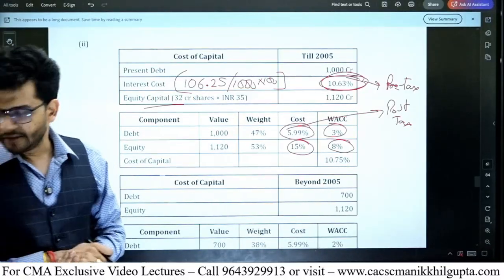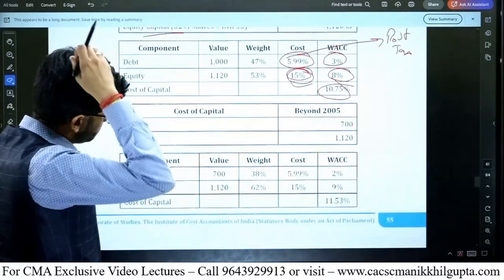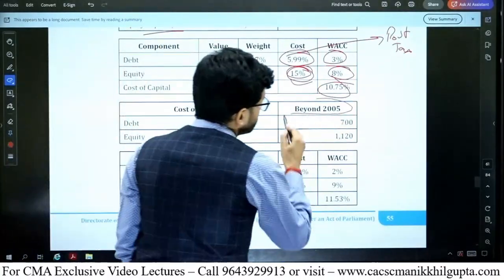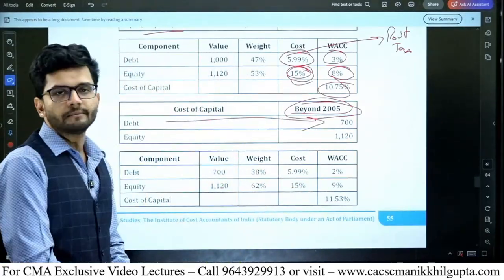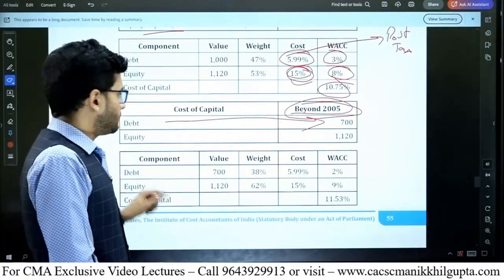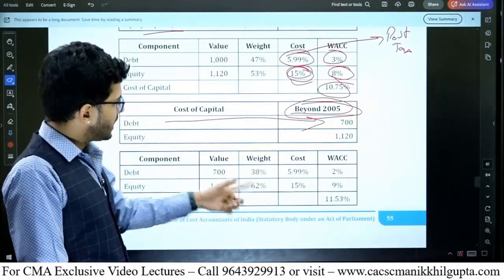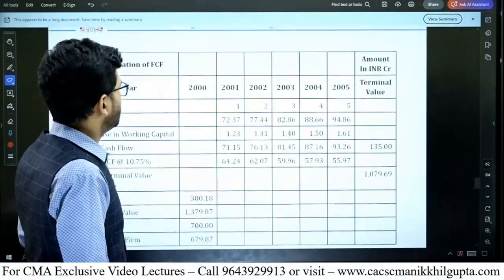Guys, cost of equity is also already given in the question. We have computed the weighted average cost of capital. Now, the weighted average cost of capital beyond 2005 is to be recomputed because debt has reduced by 30%. 700 is the debt, and equity remains the same. Again, we'll calculate the WACC using the revised weights of debt and equity.